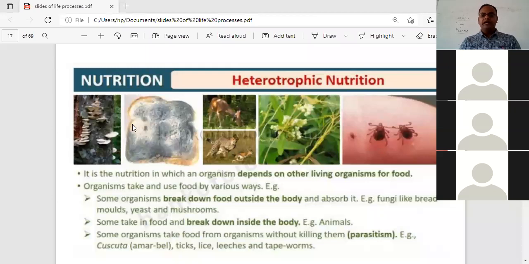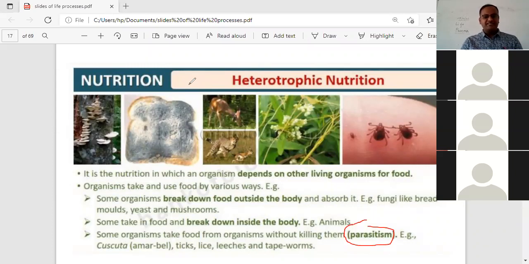For example, the first one, which you can see in the slide also, is parasitism. That is parasitic nutrition. Students, you know about ticks and the lice in our hair. If the lice is in our head, what does the lice take from our head? Through the chat box, you can give me the reply. The lice which is present in our head, what does it suck? Correct, very good. The blood. It sucks the blood.